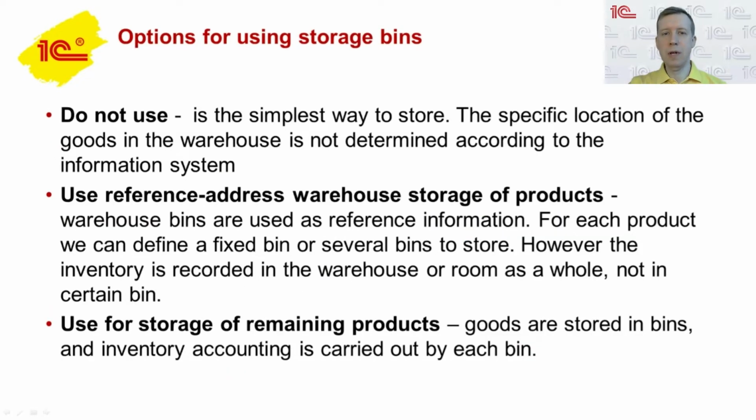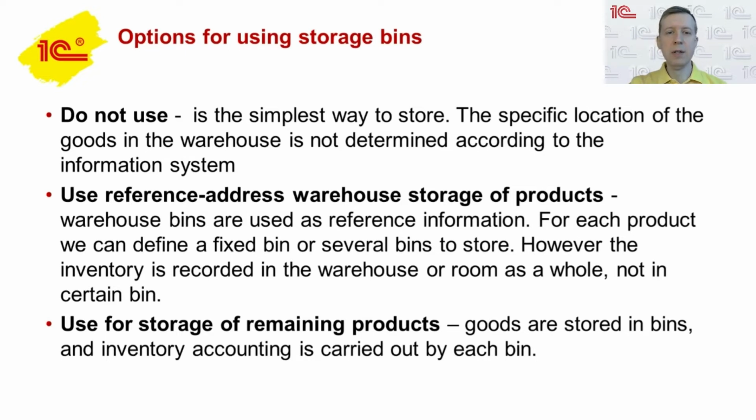The program provides the following options to use the storage bins. First, do not use. This is the simplest way to store. A specific location of goods in the warehouse is not determined in the information system. Second, use a reference address warehouse storage of products. Warehouse bins are used as reference information. For each product, we can define a fixed bin or several bins to store. However, our inventory is recorded in the warehouse or room, not in a certain bin.